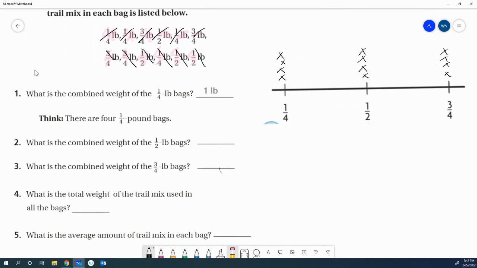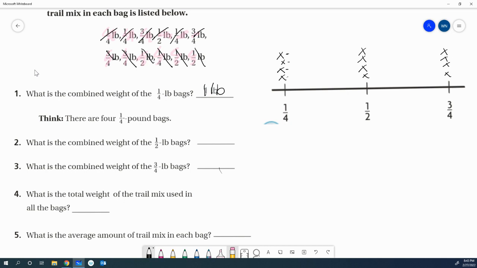All right. So question number 1 is answered for us, but we're going to see how we would solve it. What is the combined weight of the quarter-pound bags? So let's look at our quarter pounds, and we're going to count by quarters. We can see that the first one is 1/4. Another 1/4 is 2/4, 3/4, and 1 whole. That's how they got their 1 pound. Because I know that 4 1/4 portions would be 1 whole pound.